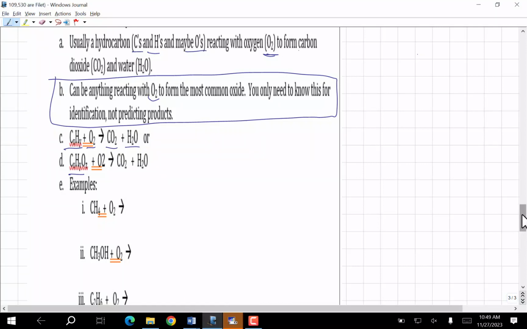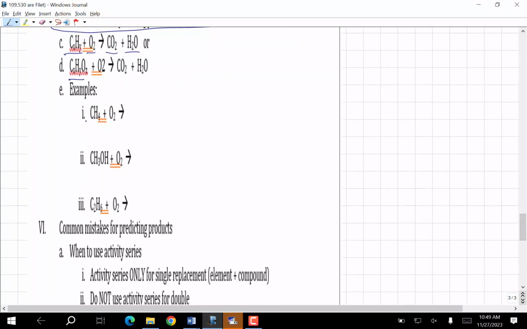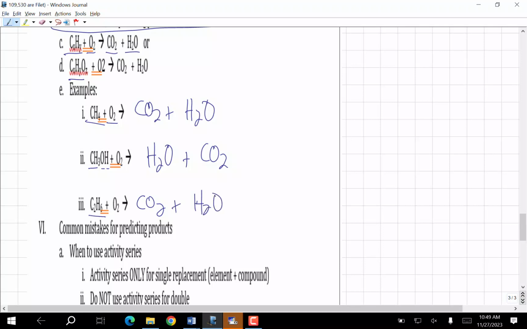So let's look at some examples now. CH4 plus O2. It's hydrocarbon plus oxygen. I get CO2 plus H2O. C's, H's, O's, H's. I get CO2 and H2O. I put H2O plus CO2. That's the same thing. C2H6 plus O2. Hydrocarbon. CO2 plus H2O. I want to warn you, this looks a little bit like single replacement, doesn't it? Where I have a compound, AB plus C, right? But you got to make sure that you can identify hydrocarbons.